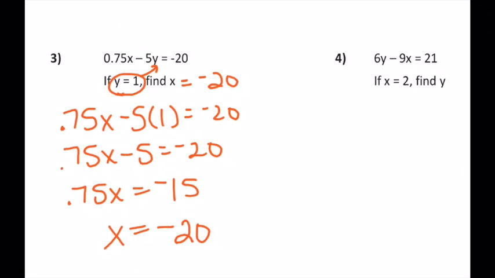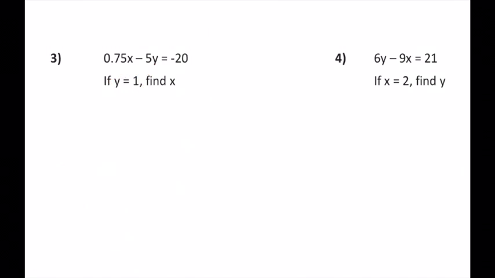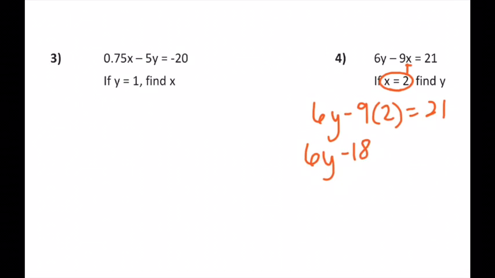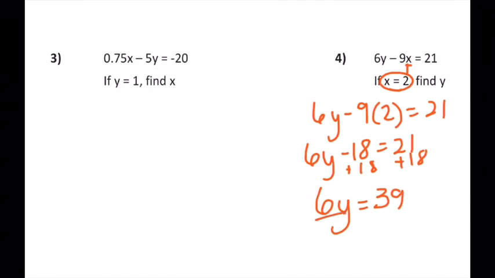Okay, and then the next one, number 4, I'm going to take x equals 2 and plug that in right there. So 6y minus 9 times 2 is equal to 21. So 6y minus 18 is equal to 21. I'm going to add 18 to both sides. So I'm going to get 6y is equal to 39. I'm going to divide both sides by 6.